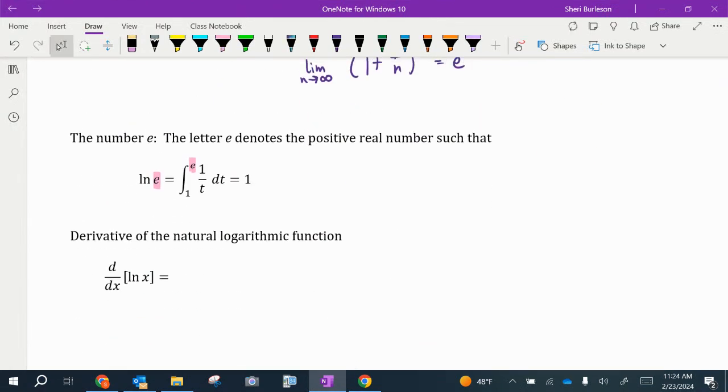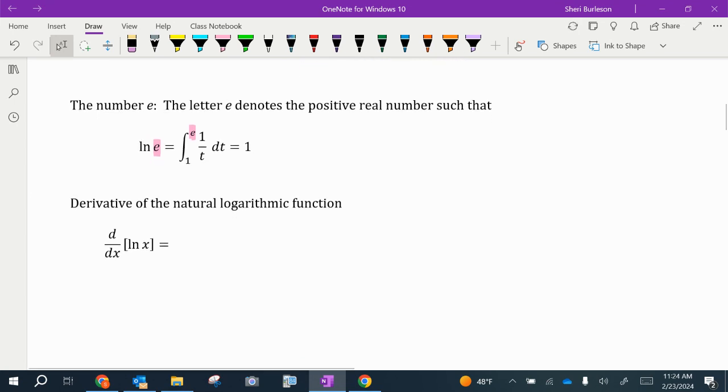So e is the number that gives me the length of that interval from 1 to e in my natural log function, where that area is exactly 1. That is the definition of the natural log of e.